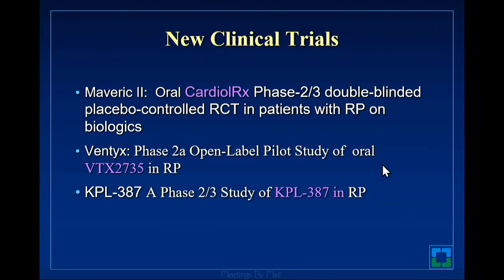There are some clinical trials, very briefly. There's the MAVERICK 2, which is an oral cannabidiol phase 2 double-blind study, targeting patients that can't come off the biologics, so they're targeting that group. Ventyx is a startup company doing a phase 2A open-label pilot study of oral VTX2735, which is an oral agent that affects the NLRP3. And another agent that just came out, KPL-387, which will be a phase 2/3 once-a-month agent in recurrent pericarditis.